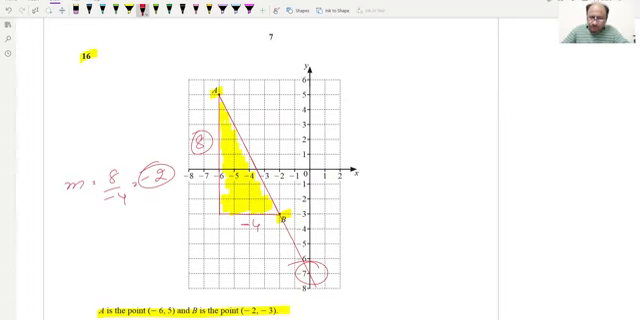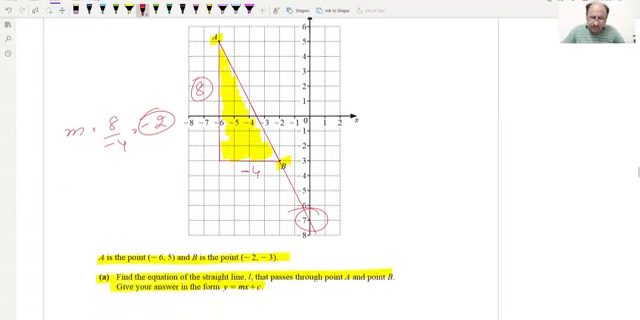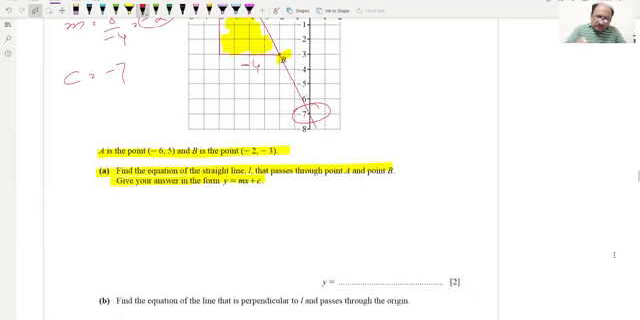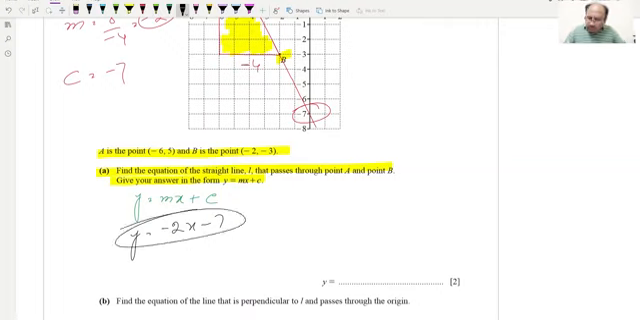So now we can check for the c value. The c value will be equal to minus 7. This is the c value, so we can write c is equal to minus 7. The gradient is minus 2. So y is equal to mx plus c, so y will be equal to minus 2x minus 7. This will be our final equation, minus 2x minus 7.